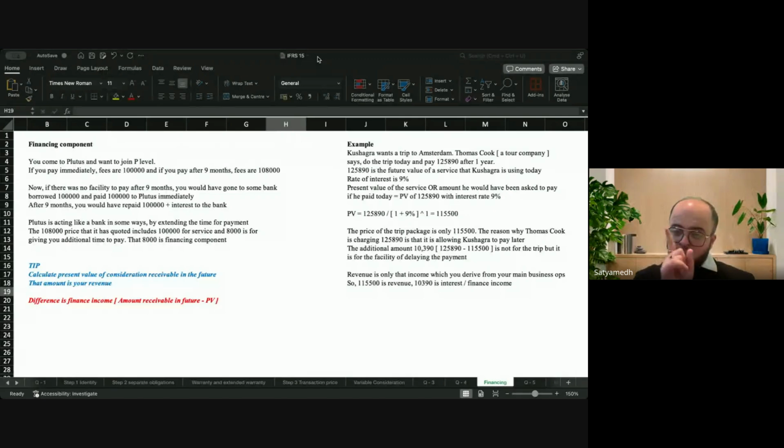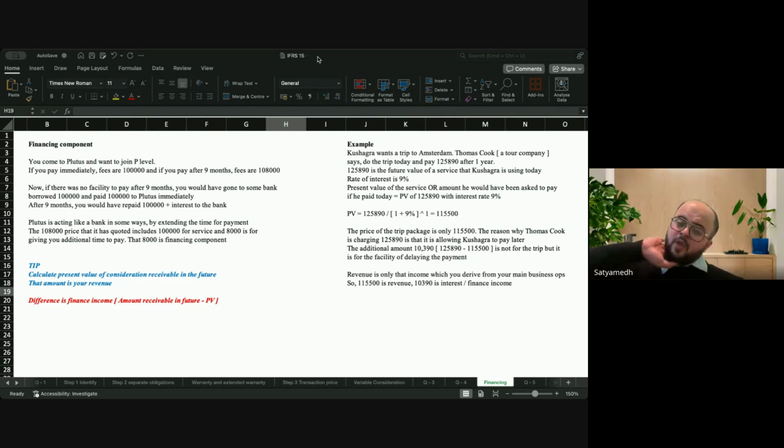But when Thomas Cook is charging 125,890 from you, the additional amount that the travel company is charging is not for going on the trip. This amount is not for the trip, it is for the facility of the delayed payment that they are offering you. Hence, this amount does not get credited to interest, it gets credited to your finance income.